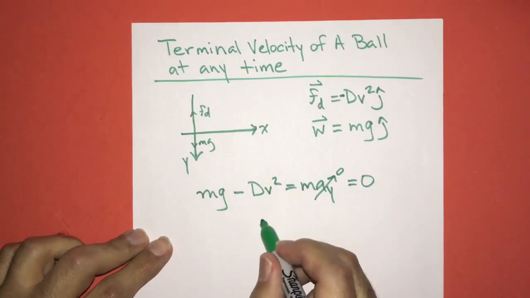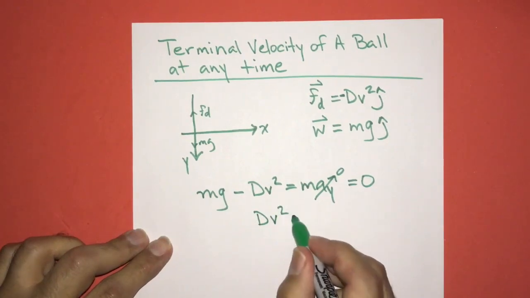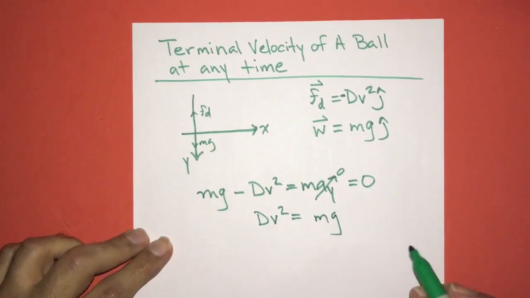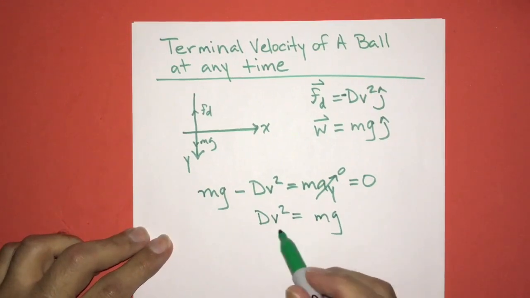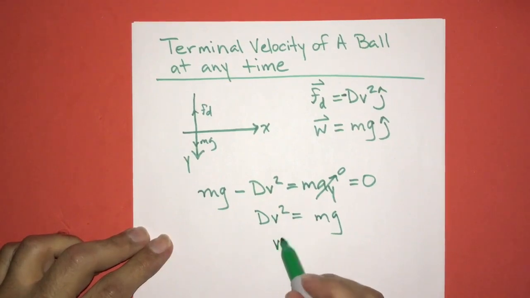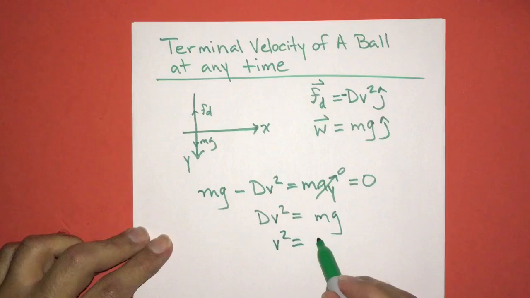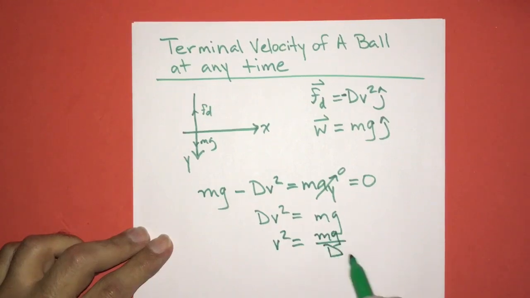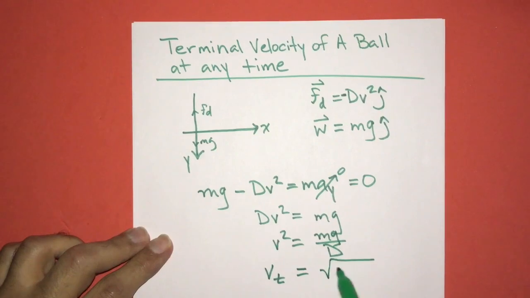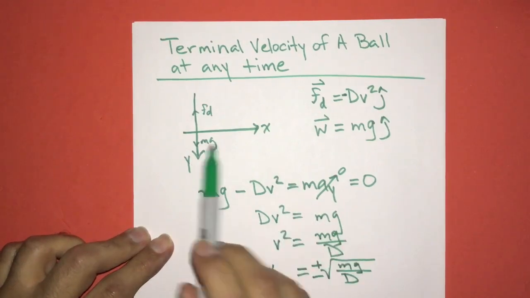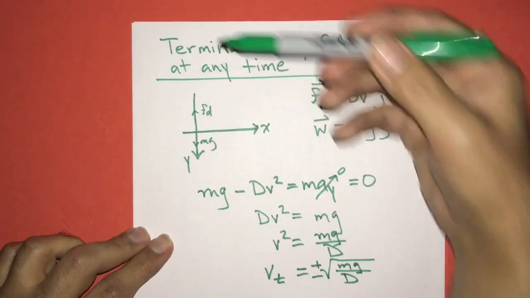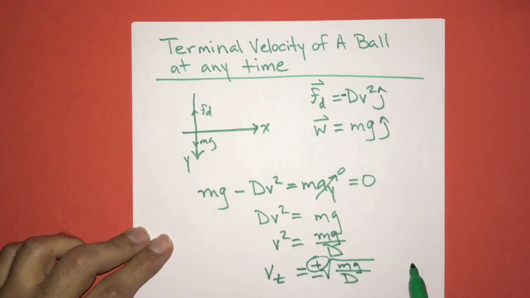Okay, so what do we get? We get this constant d times v squared equals mg. If we solve for v squared, that'll allow us to get our terminal velocity. So v squared equals mg divided by this coefficient. Terminal velocity equals the square root of mg divided by d. And here we get plus or minus, but as we stated, we're choosing our direction of motion to be positive, so we're going to choose the positive square root.